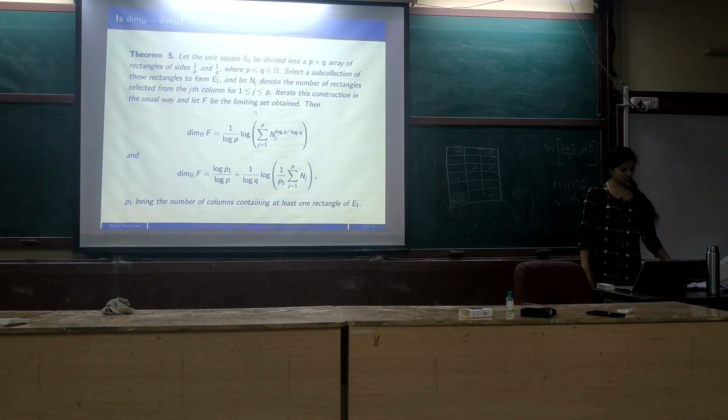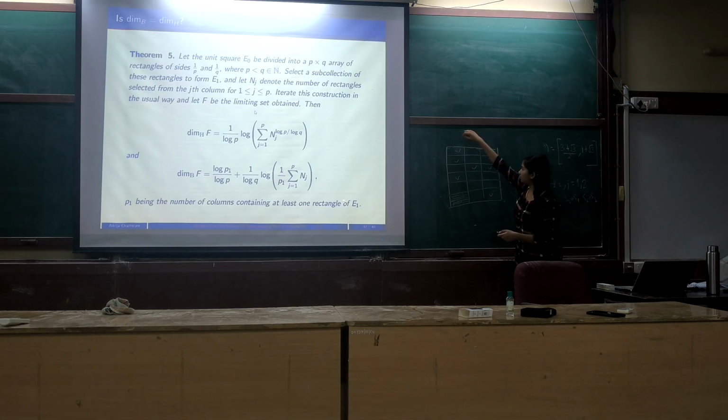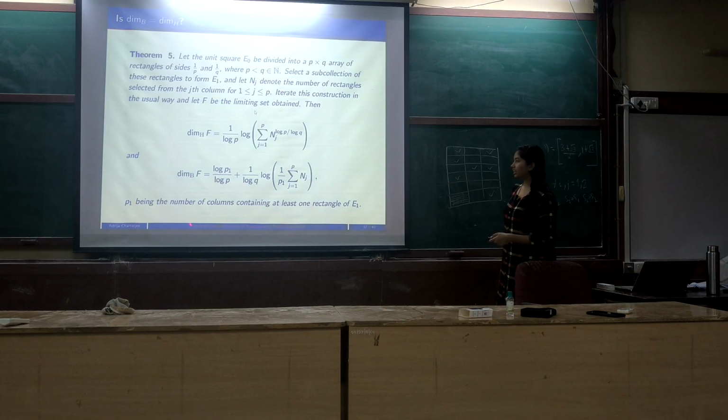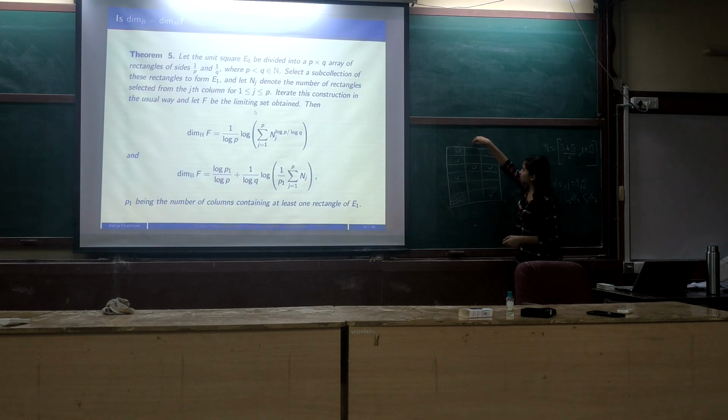And what happens is, say your nj is the number of rectangles selected from the jth column. So here your n1 is 4, n2 is 1, and n3 is 3. So nj is defined that way, and your p1 is the number of columns containing at least one rectangle of this e1, so your set. So here all the 3 columns contain at least one rectangle. This one contains 4, this contains 1, this contains 3. So here your p1 is 3, n1 is 4, n2 is 1, and n3 is 3.